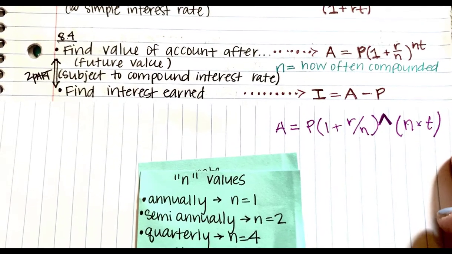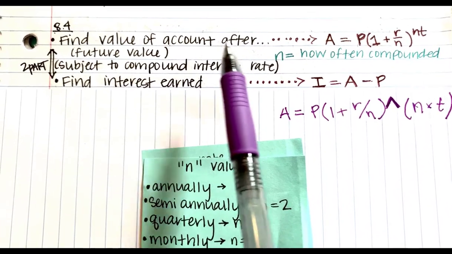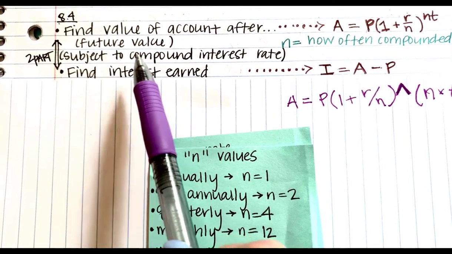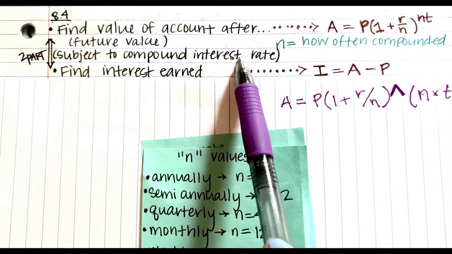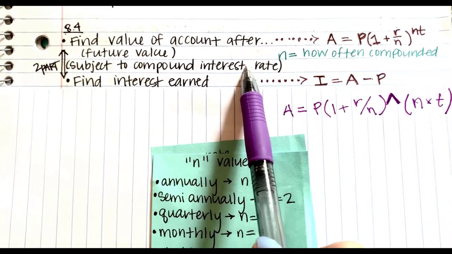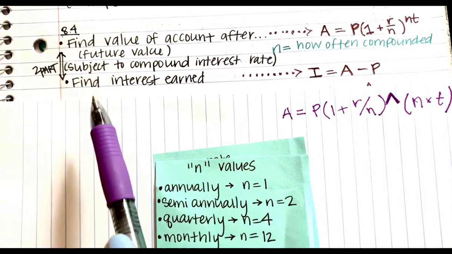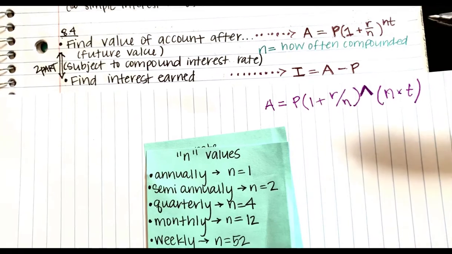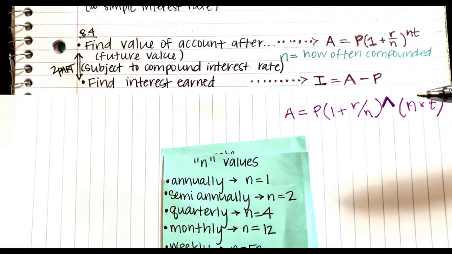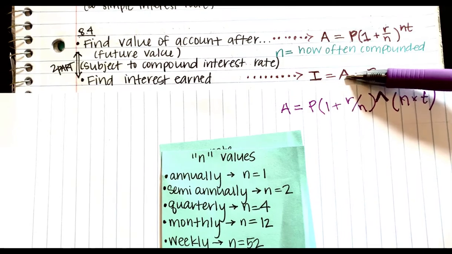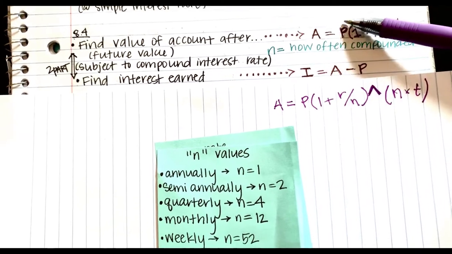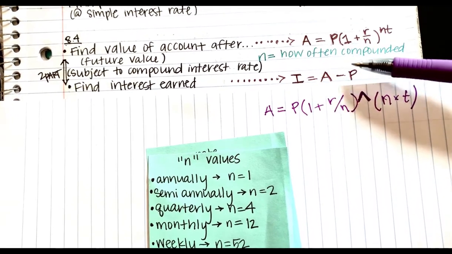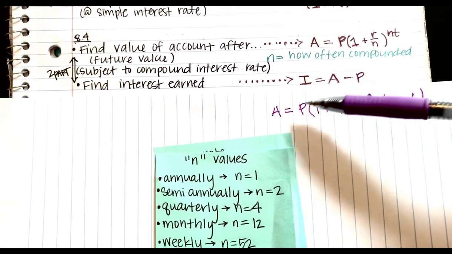Alrighty, so you're going to find the future value. You're going to find the value of the account after so many years. How you know you're using this formula is it's going to say subject to a compound interest rate. This is your key word. Make sure you write this down. And then the second part is going to find your interest earned. So you're putting money into an account and you're earning interest on it. After so many years, you have this value, which is your future value, but you only put in this much, which is your principal. So whenever you take your future value minus your principal, it tells you how much interest that you have earned.